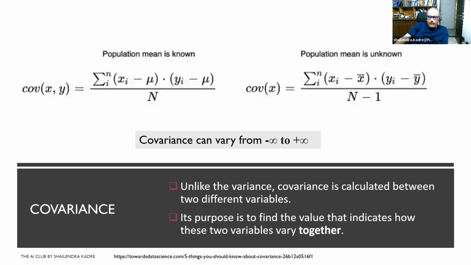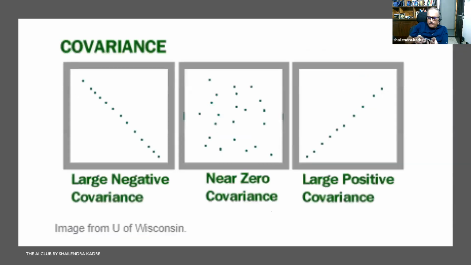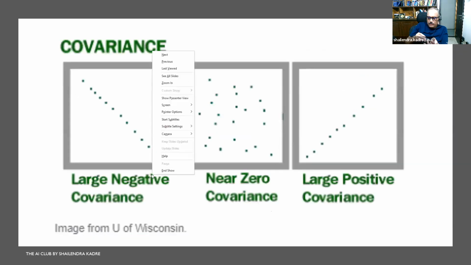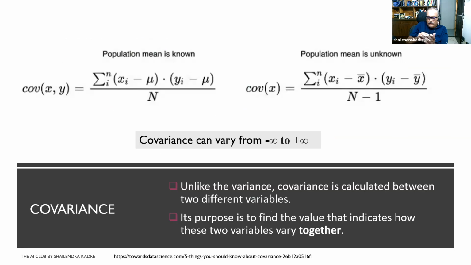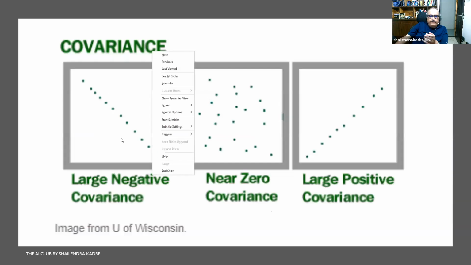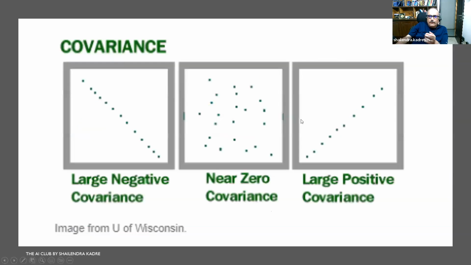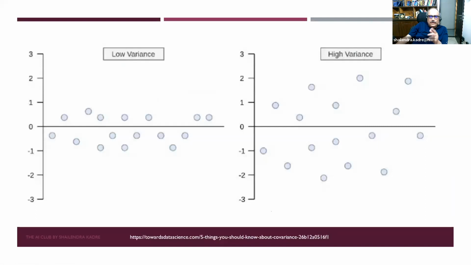So we'll do a numerical related to covariance. So things will be more clear to you. So Give me a second, guys. Yeah. So this we have seen.